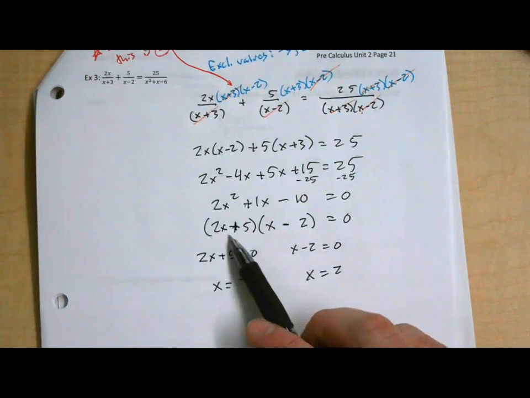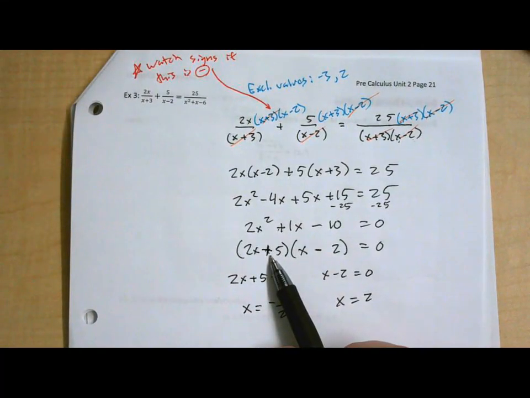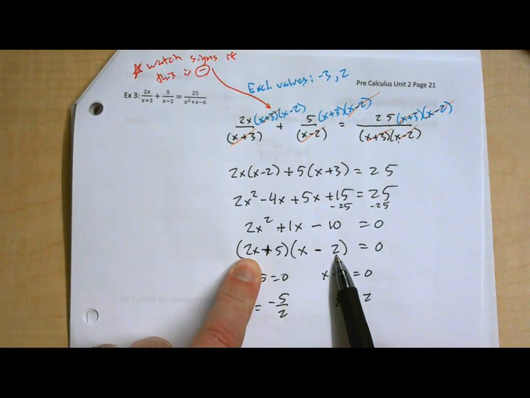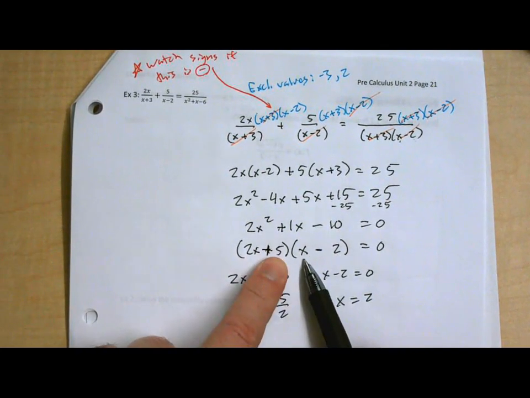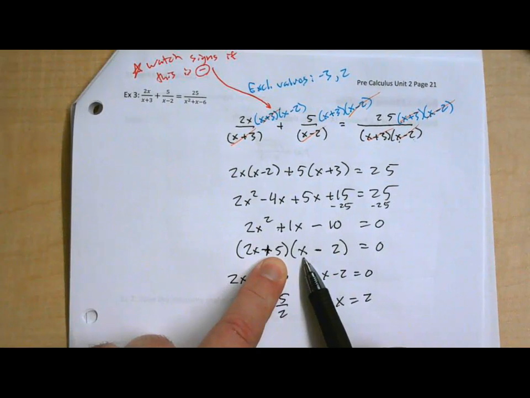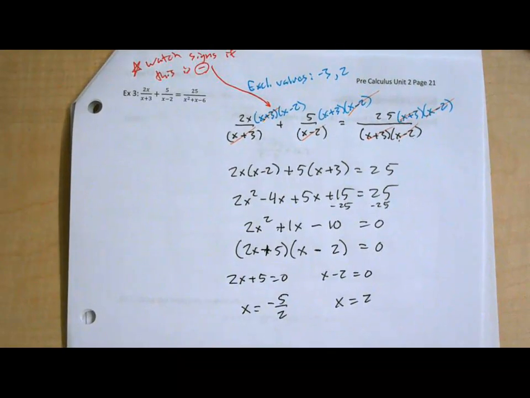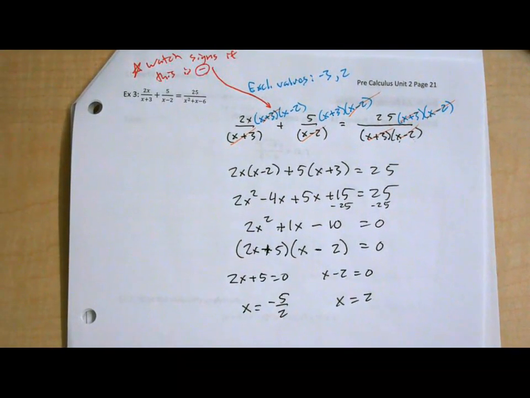Yes? You think it's 2x minus 5? No, I don't think so, because if I did FOIL on this, outside times outside would be negative 4x, inside would be positive 5x. We need it to combine to positive 1x. So I need the 5x to be positive. I'm pretty sure. We'll check it here in a minute.